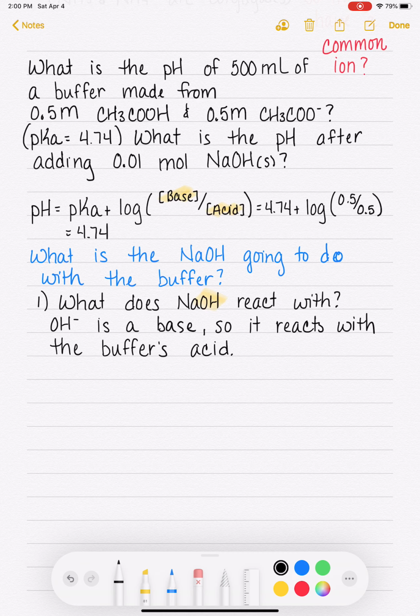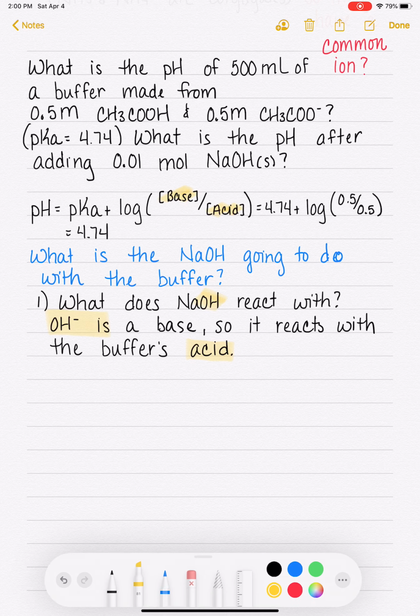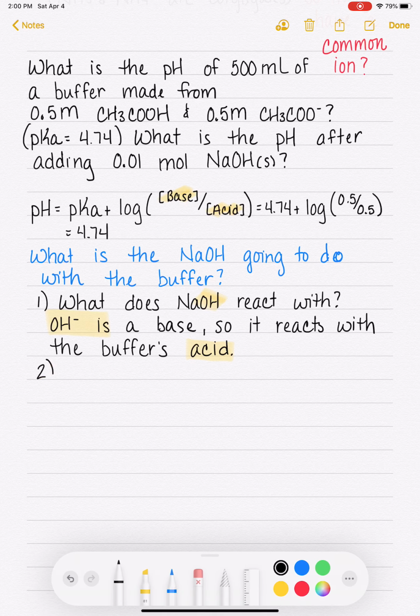So we are going to write a reaction. We need to write a chemical reaction that is showing how the base, OH minus, is going to react with the buffer's acid. So that means our next job is to figure out which part of the buffer is the acid. What is the acid? Now, in the last video, I told you the acid is going to be the thing that has the most hydrogen. So we're going to look back up at the components of the buffer. The one that has the most hydrogen atoms is CH3COOH. So there's the answer to that question, CH3COOH, that is our acid.